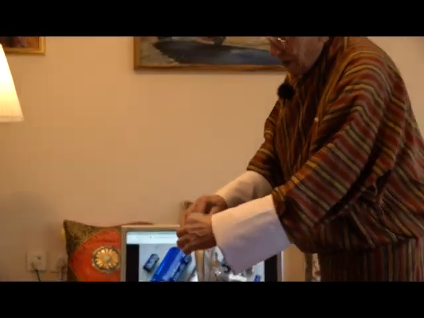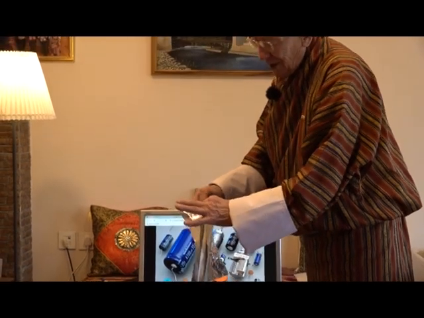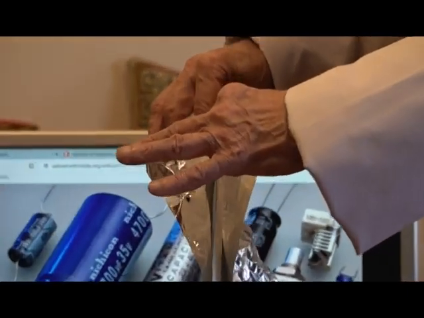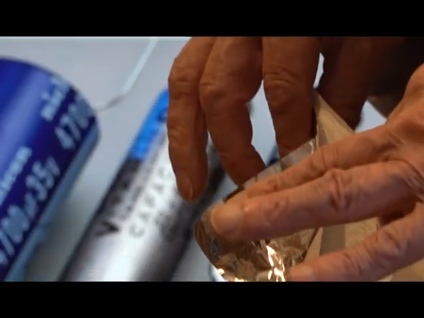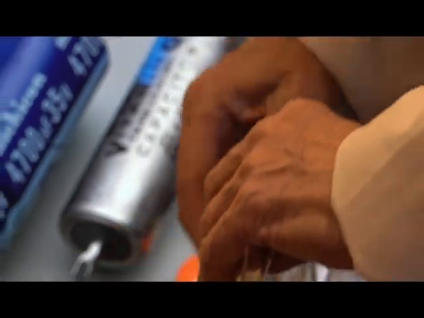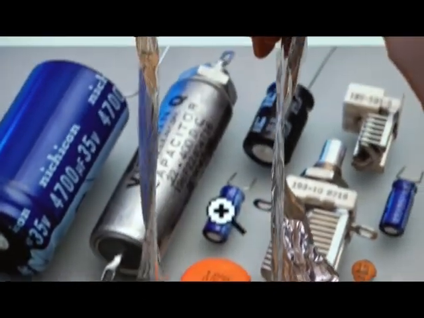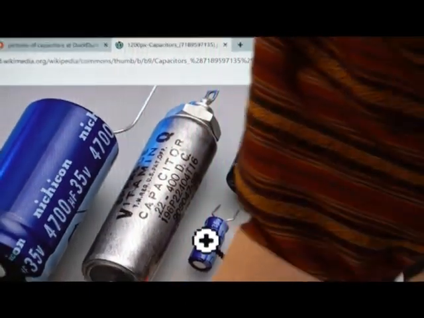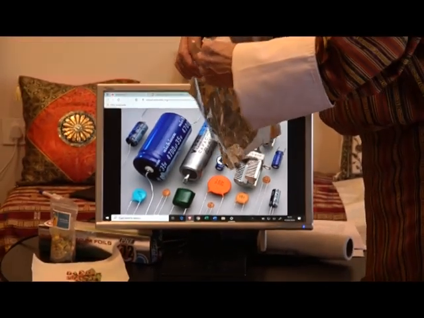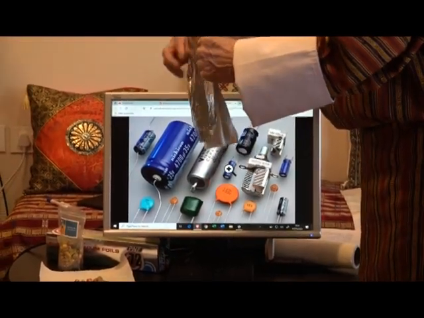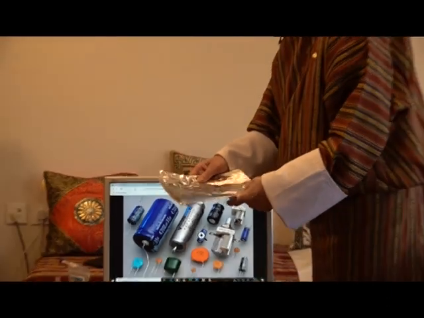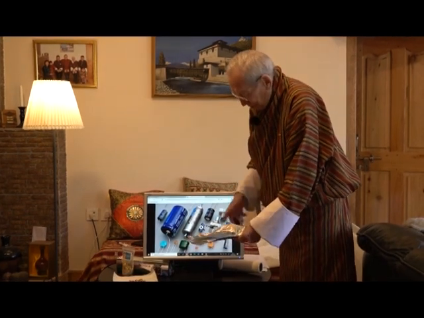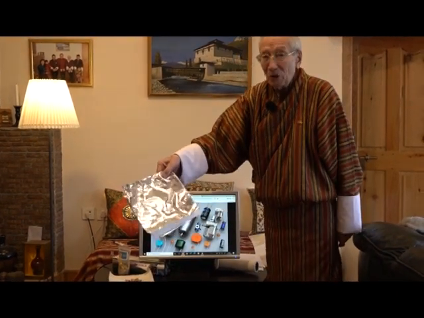These are the 2 conducting plates. This is a piece of non-conducting material. Now it can be paper, it can be plastic, it can be glass, it can even be air. You can have an air capacitor. But let's make our capacitor out of 2 sheets of aluminium foil and a piece of paper towel. There's the capacitor. Now you may say, but hang on, this doesn't look like anything. Well, of course it doesn't, because we're not going to go around with that in your mobile phone.